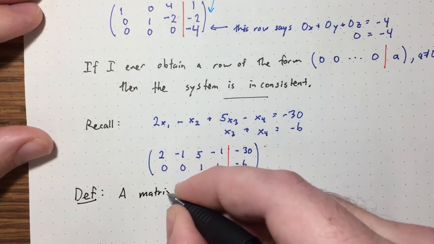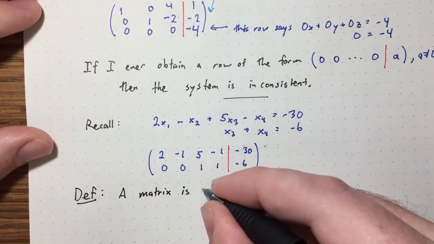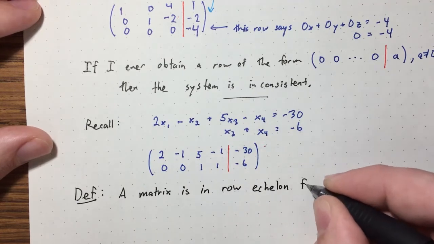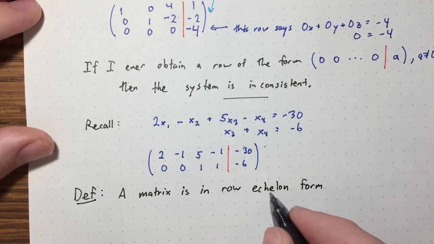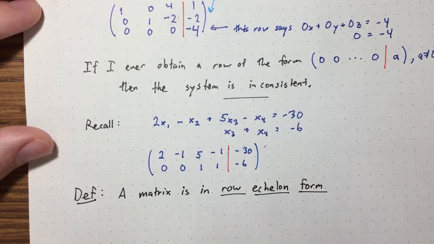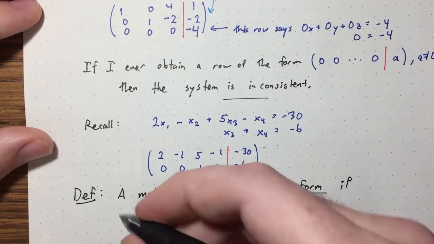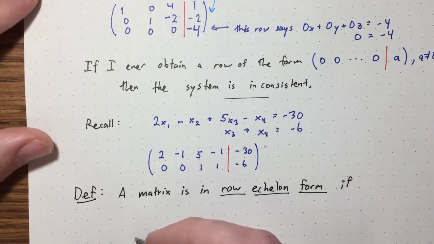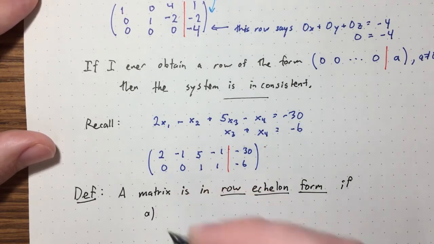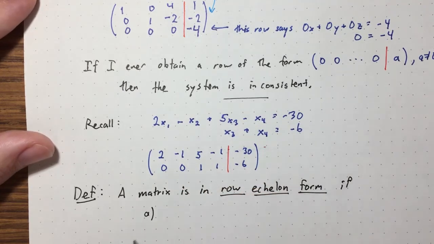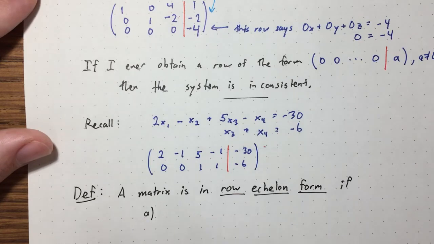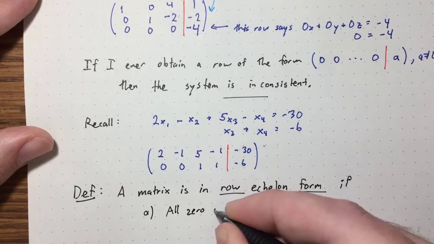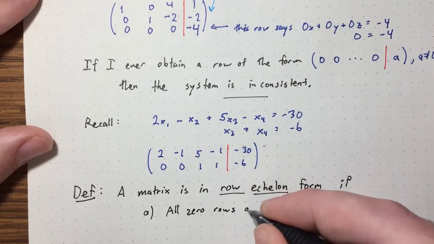So a matrix is in row echelon form. Echelon essentially means a staircase. So row echelon form, staircase form, if the following are satisfied. Actually, let's start with this. The first one is, let's say we have some rows that are all zeros. We want those to just be banished to the bottom of the matrix. So all 0 rows are at the bottom. We haven't seen that so far.